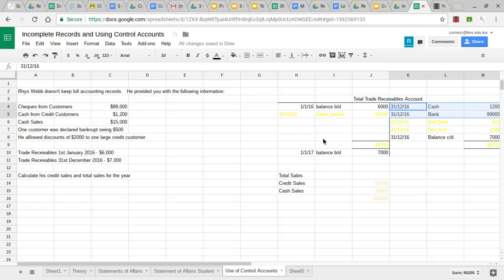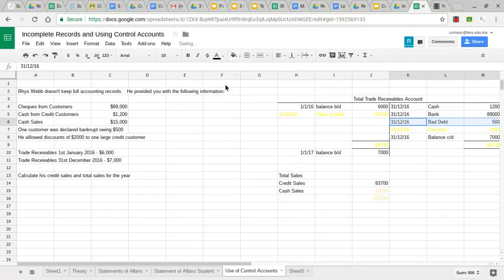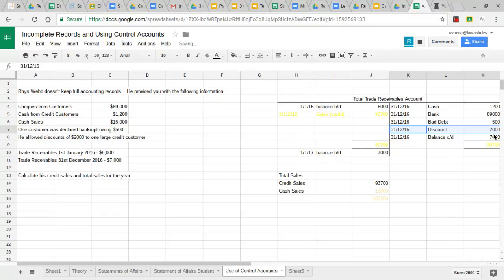So we put both the cash and the bank from the credit customers on the credit side. We don't put in the cash sales because we don't put the cash sales through a control account. We'll use the cash sales information down here to work out the total sales. This particular business had one bad debt. That goes on the credit side because it reduces the asset of being owed money. We're never going to collect it. And they also allowed one large customer a discount. So we'll put the discount on the credit side because that reduces the amount of money that the customers owe to the business.